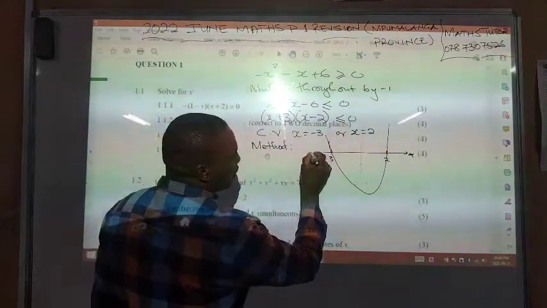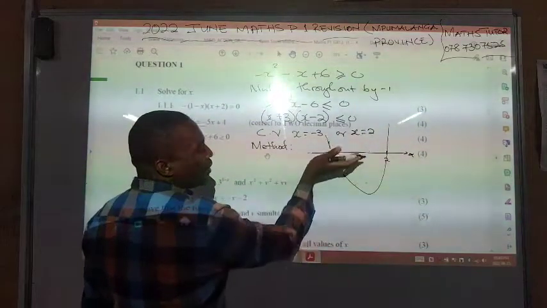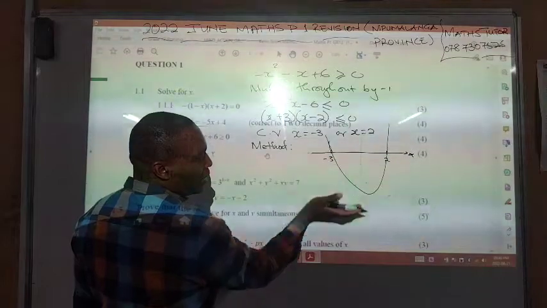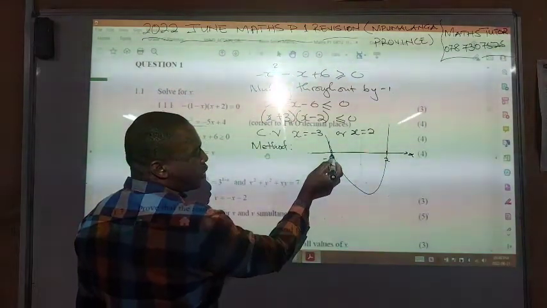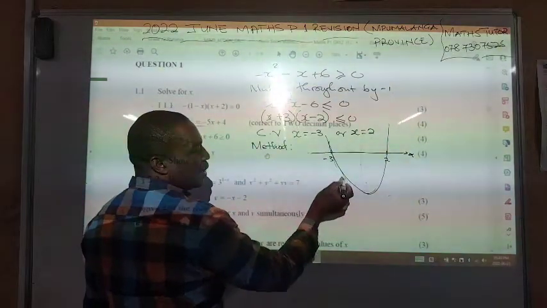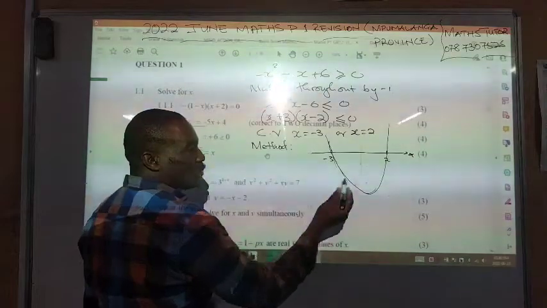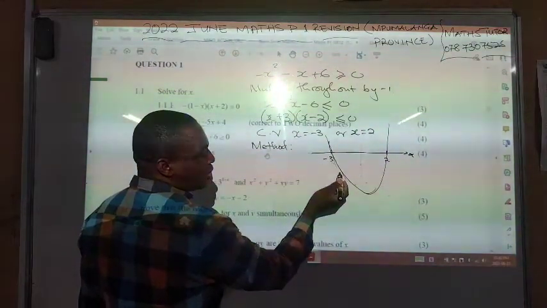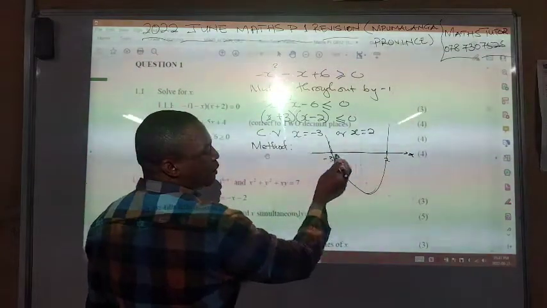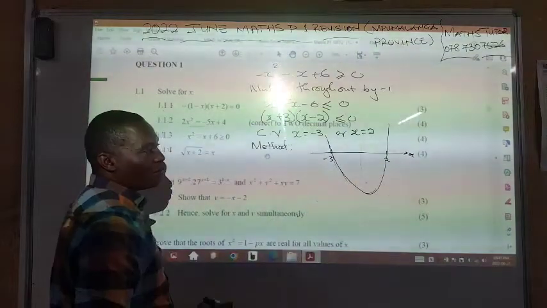So if they are less or equal to 0, remember that the values of y are positive above the x-axis and negative below the x-axis. So the part of the graph that is below the x-axis is what we must describe in terms of x, because we can see that the values of y are negative because the graph is below the x-axis. Below the x-axis, y is negative.